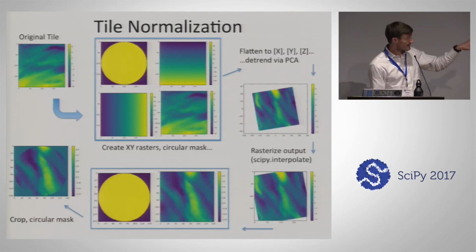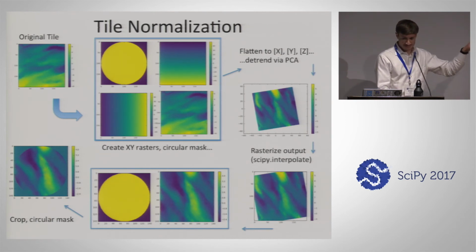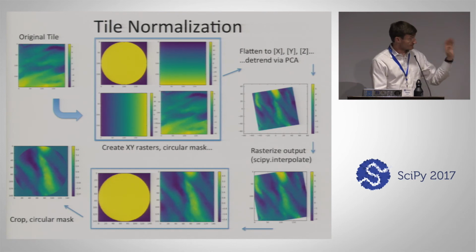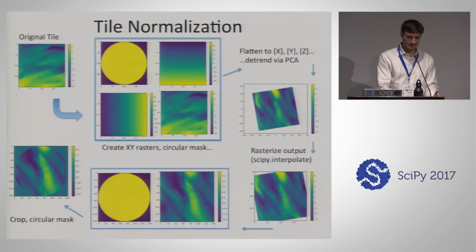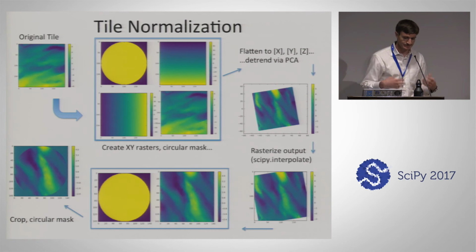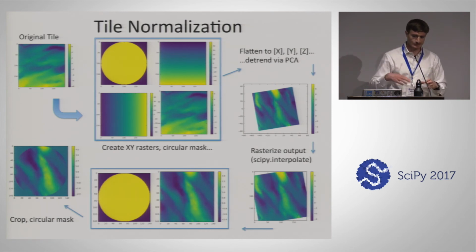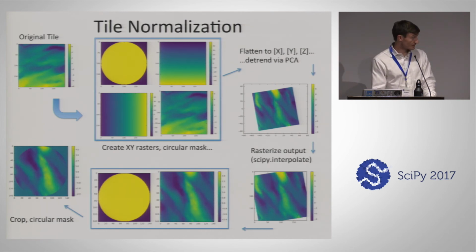So here I've got an original tile. I go through, I create rasters of the actual coordinates, and then I do a circular mask. I pass it through to detrend it via a principal component analysis. So I'm not actually reducing the dimensionality, I'm just doing a principal component rotation to rotate it into the appropriate plane. The next little bit is actually a scatter plot, because at this point things are kind of floating in space. I rasterize that down, then I crop it, and then I crop it again with a circular mask to get it to an actual circular aligned representation of what I'm looking for.